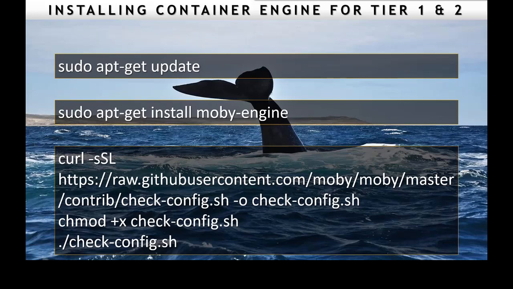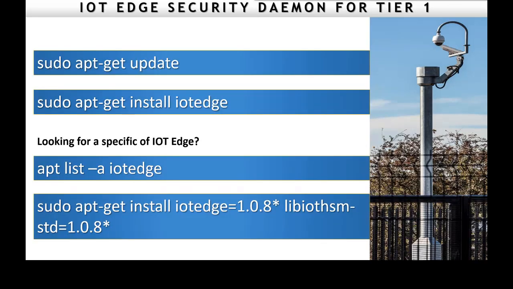All I'm doing here is installing the Moby engine, and then configuring it by the last syntax you see here. I'm just downloading the file, moving it, and running the configuration. So it configures my container engine on my device. And this applies to tier 1 or tier 2. Now, from this moment, I am ready to install my runtime, the IOTEDGE runtime.